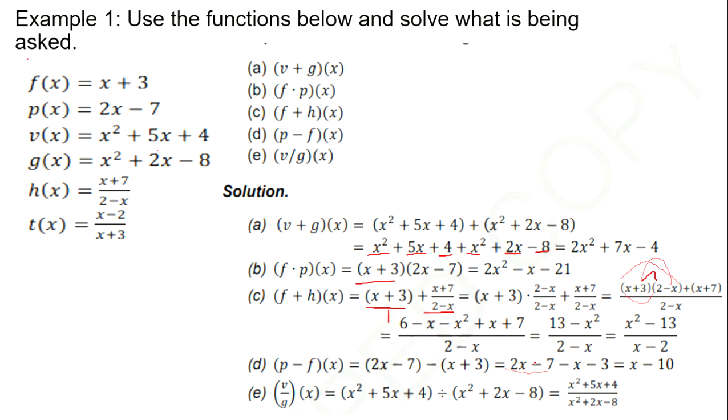So again, we can simplify. 2x minus x is x. Negative 7 minus 3 is negative 10. So the value of p minus f of x is x minus 10.